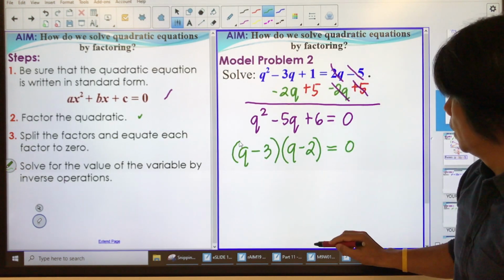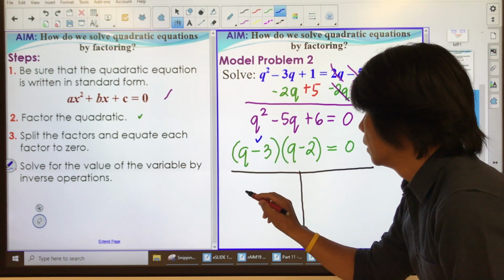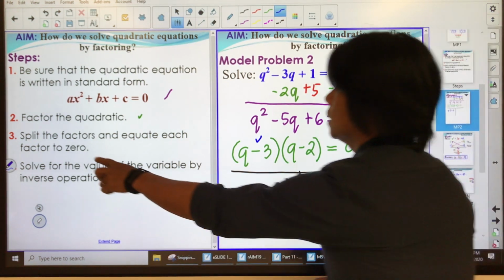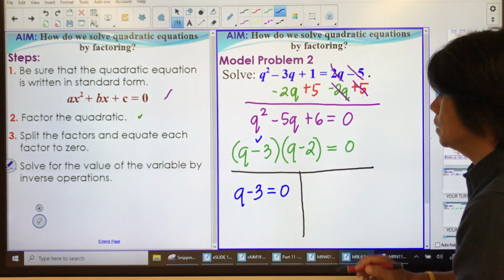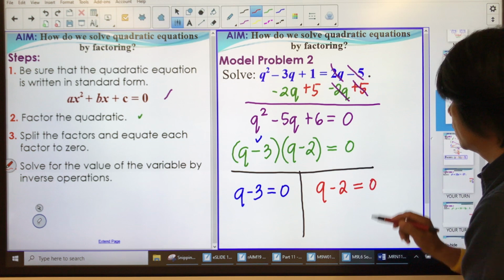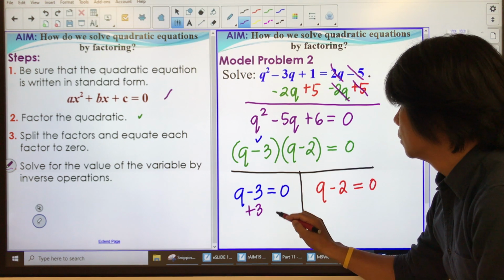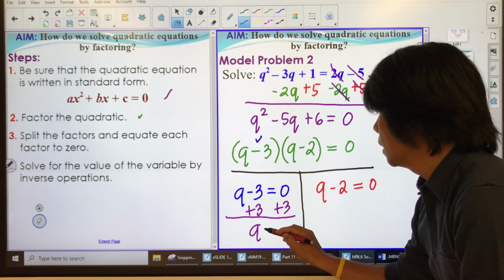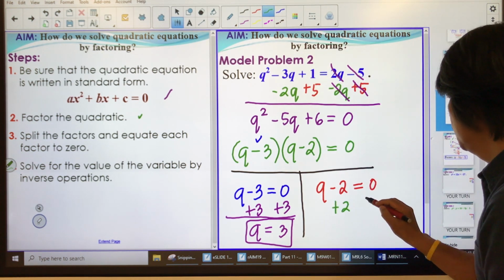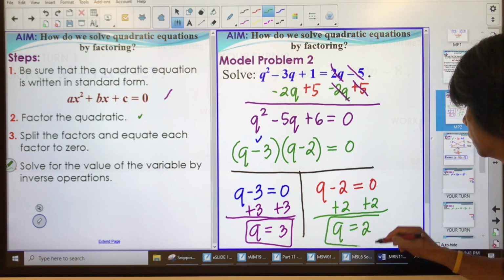Step 3, we need to split. So I'm going to write down the first factor, q minus 3 equals 0, right? It says here, split the factors and equate each factor to 0. And the other factor is q minus 2 equals 0. Now using the inverse operation, we add 3 to both sides. Q is equal to positive 3. Now this one, I add 2 to both sides. Q is equal to positive 2.